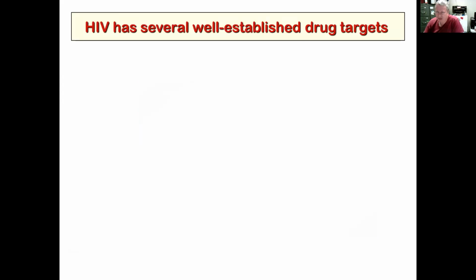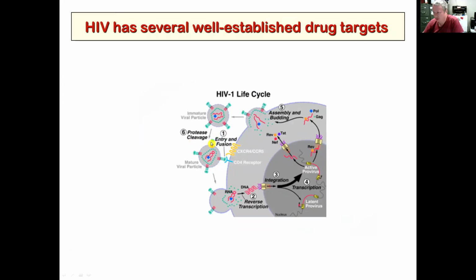So HIV, we've talked about HIV. What are the drug targets of HIV? This is one depiction of the life cycle of HIV. So the virus particles attach to the CD4 receptor on the surface of a human immune cell. And basically, after that attachment occurs, the virus kind of attaches and spills out all its contents into the cell, including a piece of RNA. And then that gets reverse transcribed into DNA using reverse transcriptase. That gets integrated into the genome.